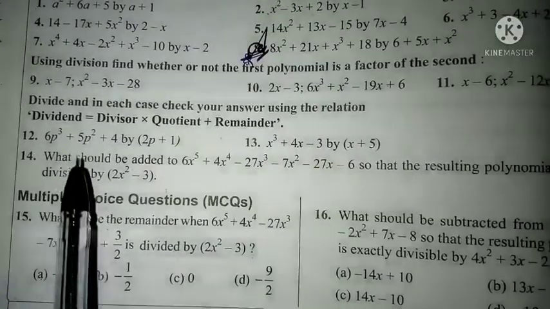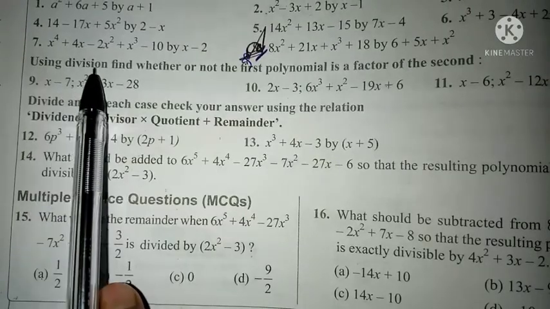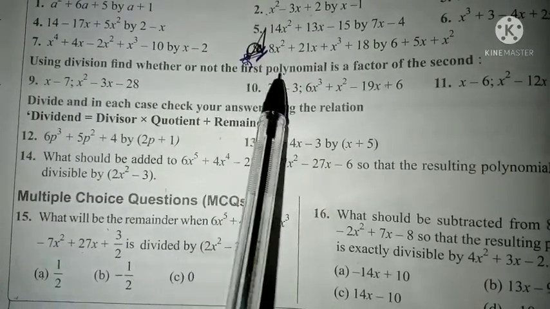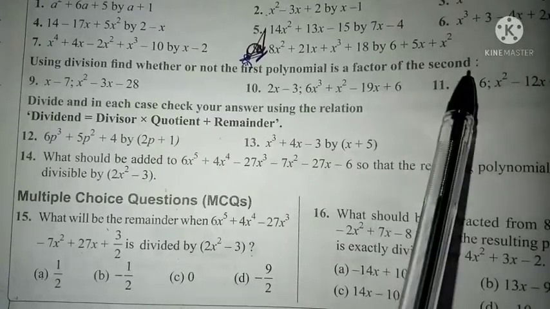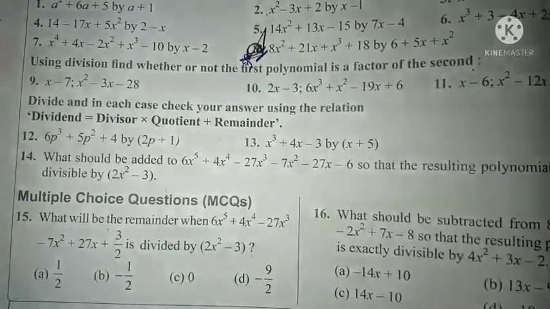Now you can see here the 10th number question, that is your using division find whether or not the first polynomial is a factor of the second. Okay, so we have to check whether first polynomial is a factor of the second.